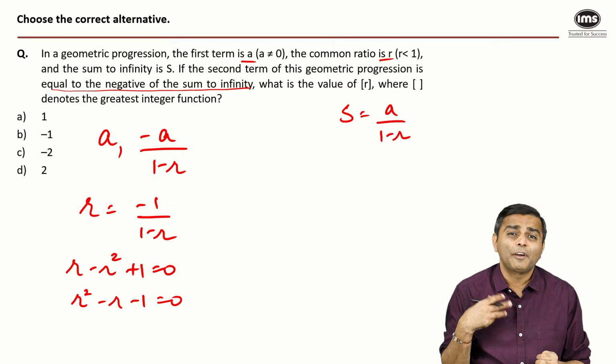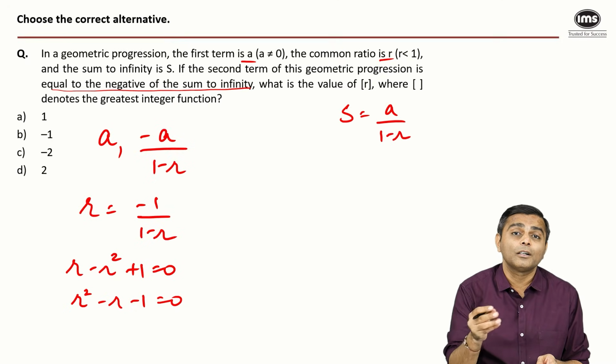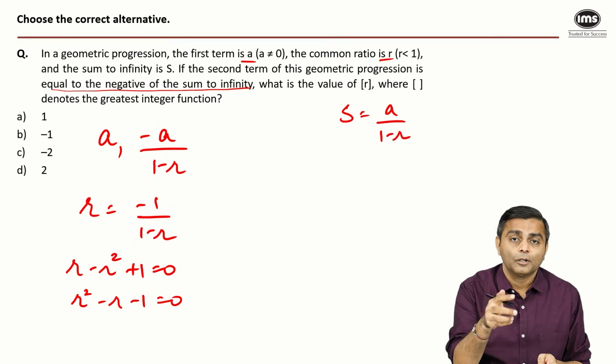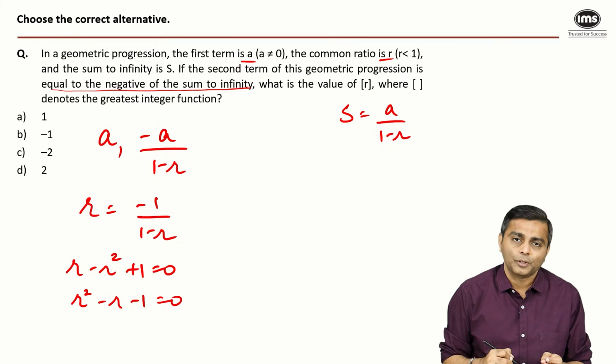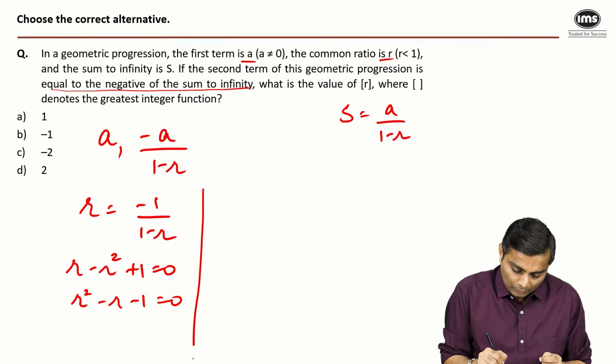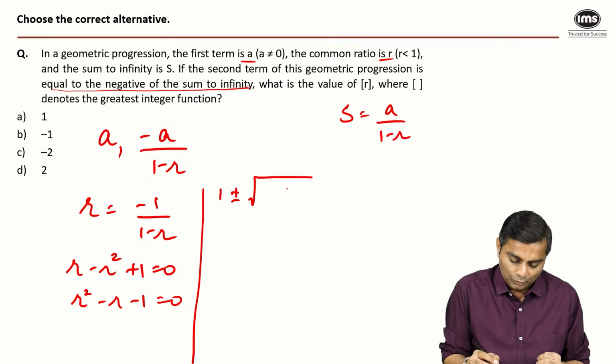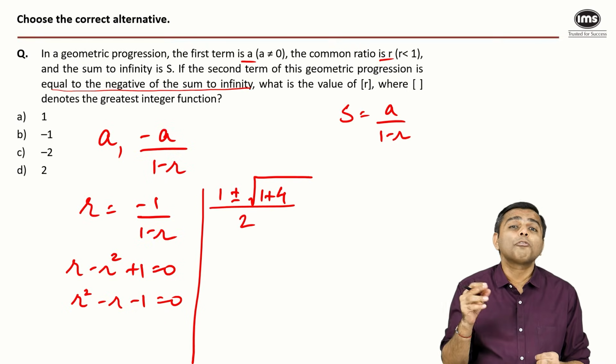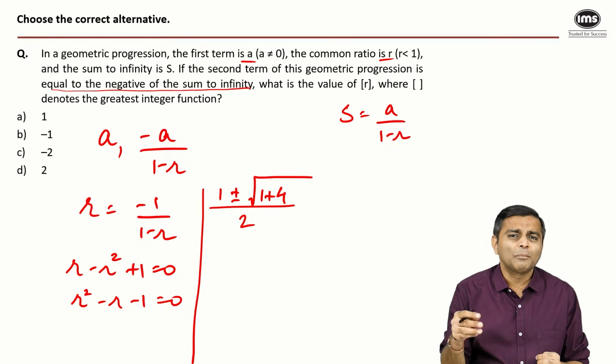I don't think we'll be able to factorize this. I'm just quickly going to calculate using the formula method, the B square minus 4AC method, minus B. So minus of minus B here is going to be 1 plus or minus root of B square minus 4AC. B square is 1, 4 times 1 and C, so 1 plus 4, upon 2A, which is nothing but 2. So 1 plus root 5 by 2 and 1 minus root 5 by 2.